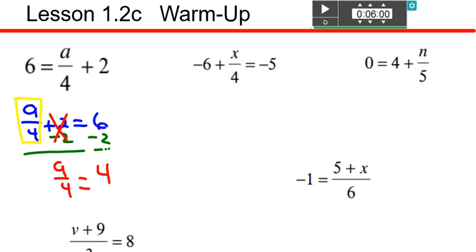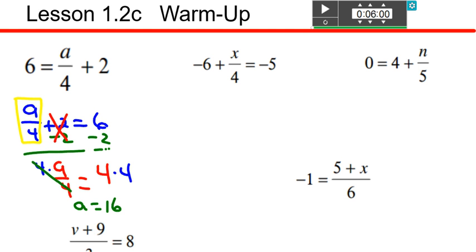Since a is being divided by 4, I have to do the opposite of divide by 4, which means I have to multiply both sides by 4. By doing that, these 4's are going to cancel because 4 divided by 4 is 1. So that cancels out. So a is going to be equal to 16.